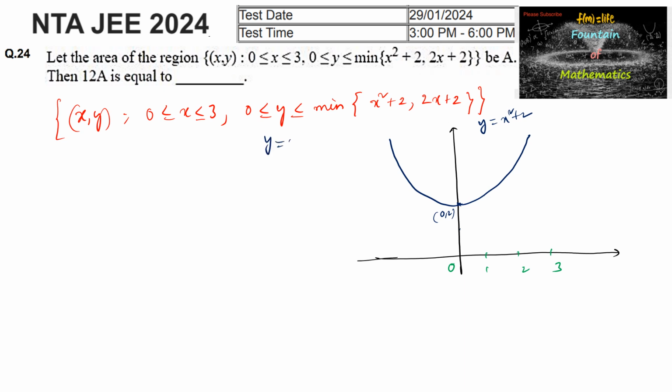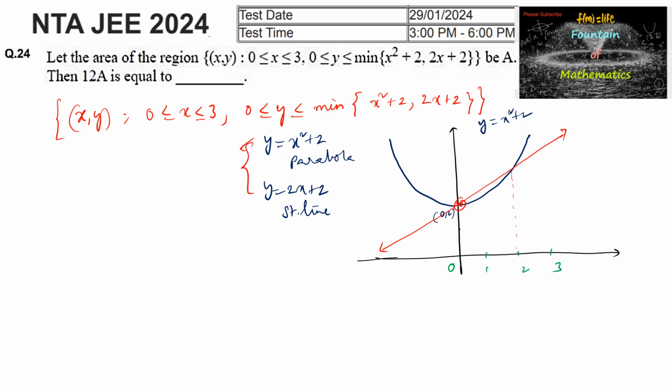It's a straight line. When x is equal to 0, it is 2. And you can see that when x is equal to 2, 2 times 2 is 4, plus 2, 6. And here also when x is equal to 2, 4 plus 2, 6. We can see that the line will intersect at this point. So this is how the straight line can be drawn.